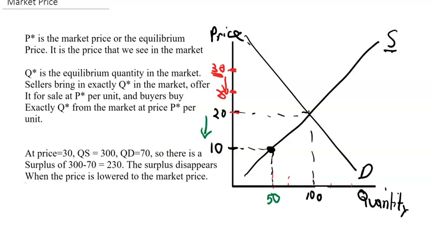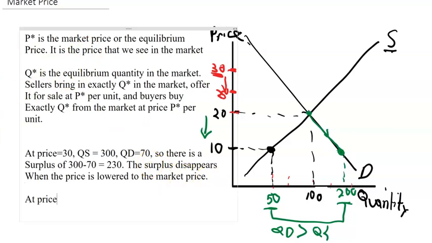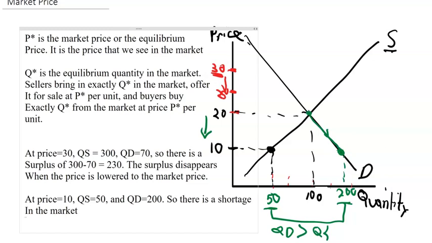But at $10, since it's lower than the market price, as price decreases, quantity demanded increases. So the quantity demanded may be 200 units. There's more being demanded, less being supplied. So under this scenario, quantity demanded is greater than quantity supplied. At price equal to 10, quantity supplied equals 50 and quantity demanded equals 200. So there is a shortage in the market. Shortage means there are more people wanting the product, but only 50 units are being offered. The first 50 customers will get the product, the others will not. The shortage is 200 minus 50, which equals 150.